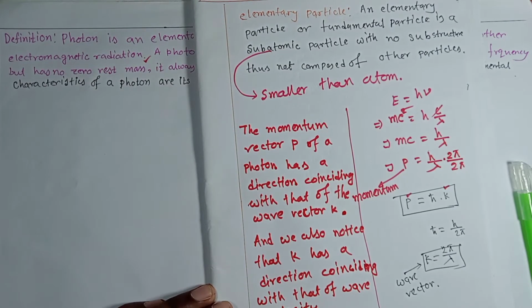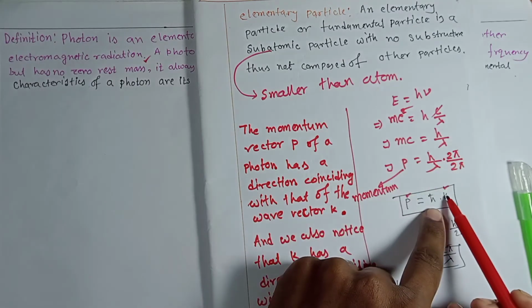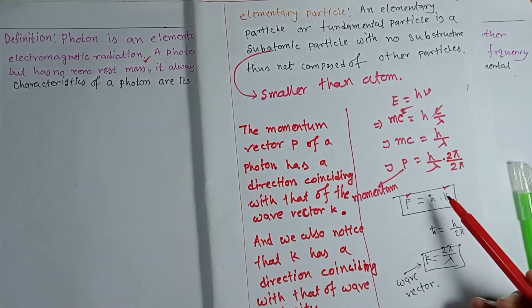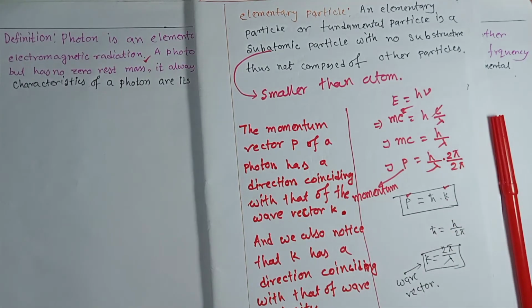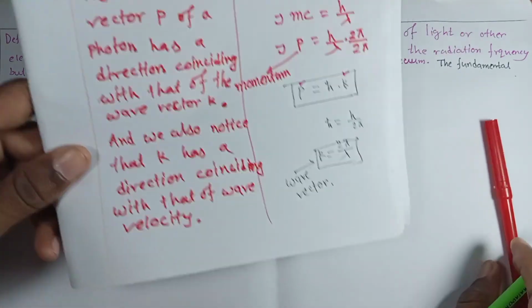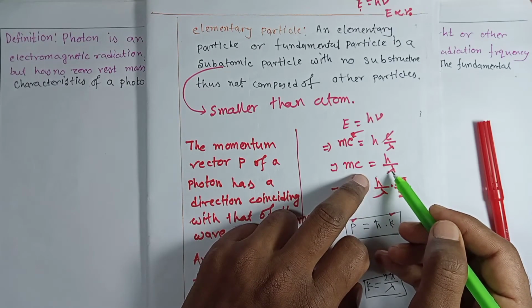So we can see the direction of p coincides with k, and the direction of k coincides with the wave velocity. This is the relation. And what is the mass of the photon? We see that mc is equal to h upon lambda.